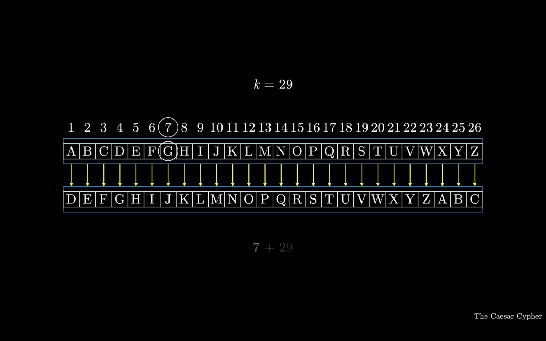Obviously, the sum of 7 and 29 is going to be larger than 26. It's equal to 36. But if we take 36 mod 26, we arrive at the letter that corresponds to our original plaintext. And in this case, 36 mod 26 is equal to 10, since 36 is equal to 1 times 26 plus 10. And the letter associated with the number 10 is the letter J. That's the Caesar cipher. Pretty cool, don't you think?